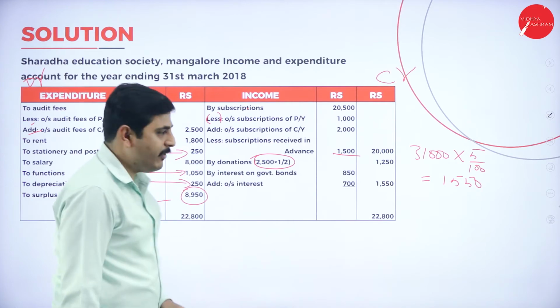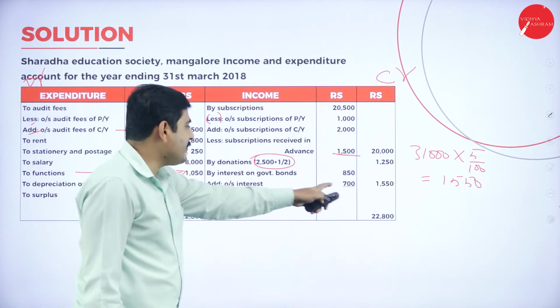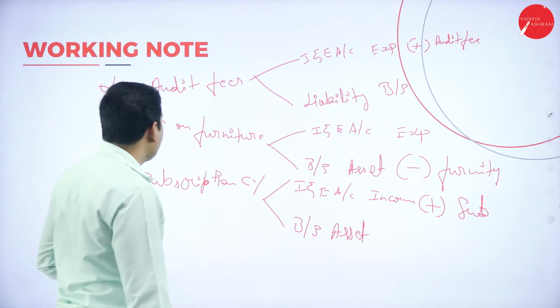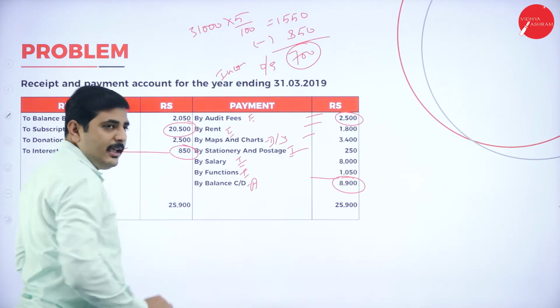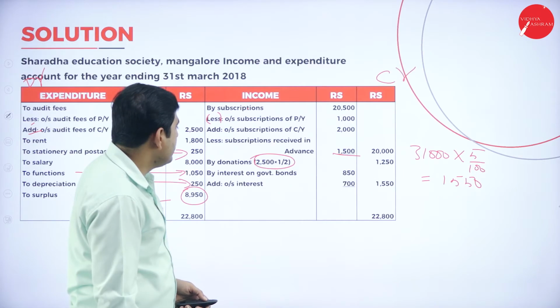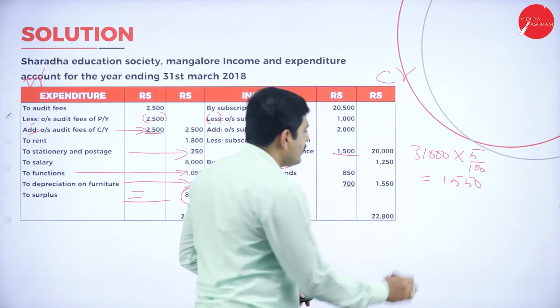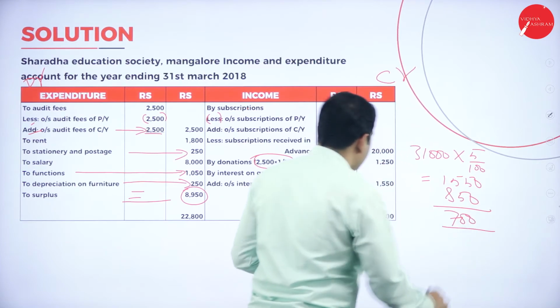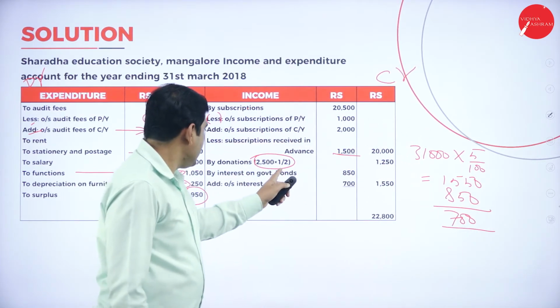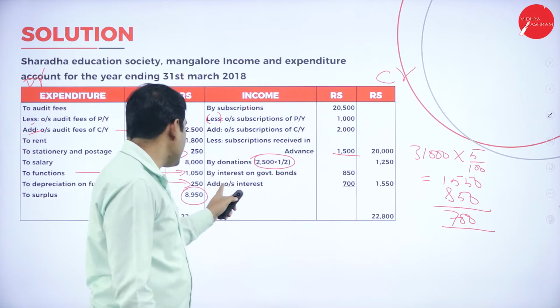Out of 1,550, how much have we received here? Only 850 rupees we have received. See, interest on government bonds we have received only 850. Still how much is due? Look at the 700 rupees due. So 850 rupees we have received, and the remaining 700 is due. So this should be shown here. Still we have to receive 700 rupees outstanding interest.